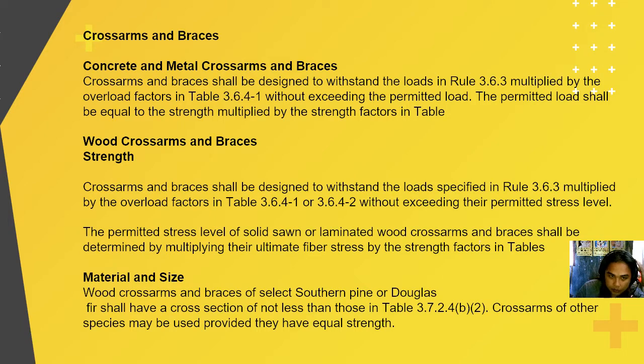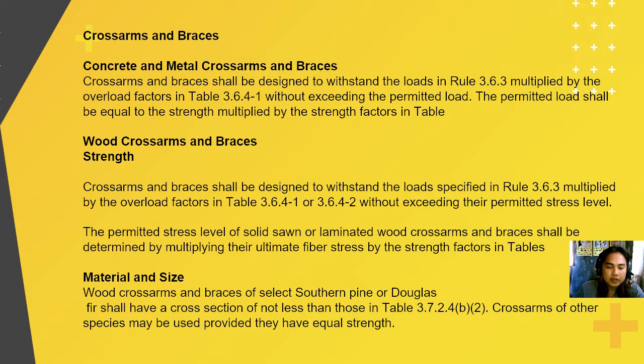Okay, now we go to the cross arms and braces. So concrete and metal cross arms and braces. Cross arms and braces shall be designed to withstand the load in rule 3.6.3 multiplied by the overload factors in the table. You can see that table in the next slide. Without exceeding the permitted load, which shall be equal to the strength multiplied by the strength factors in this table.